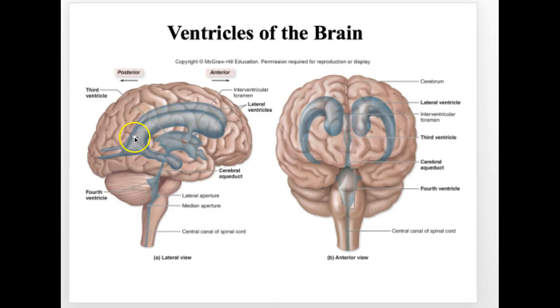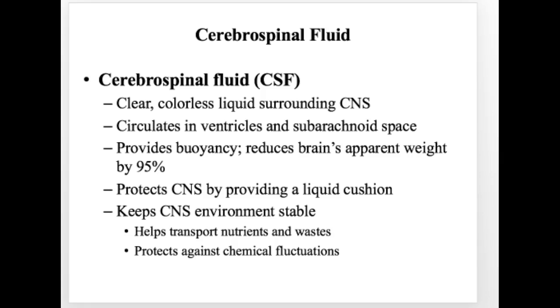So this image depicts those ventricles or cavities of the brain, all seen here in blue. You have the 2 lateral ventricles, the 3rd ventricle, and the 4th ventricle. These ventricles are very important in allowing for the circulation of cerebrospinal fluid, which again is produced in part by the ependymal supportive cells.